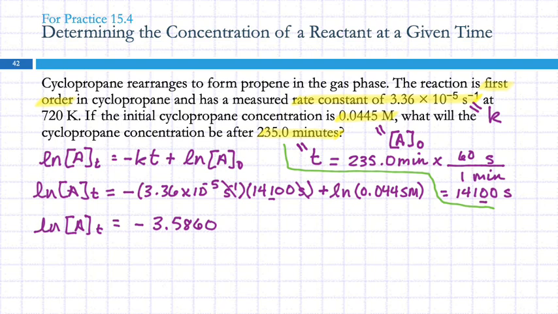3.5860. Again, I've got some things with 3 sig figs. We'll find out that a lot of our calculations are going to end up with 3 sig figs. But again, write down a couple extras. So then what do we do to get natural log of, what do we do to get the actual concentration? E to the both sides. So e to the negative 3.5860.